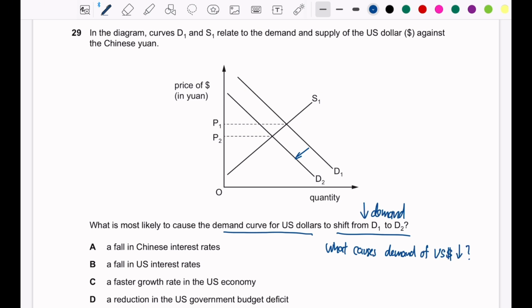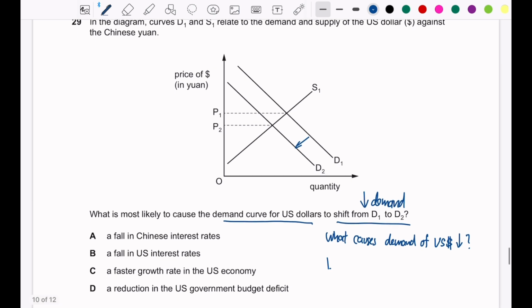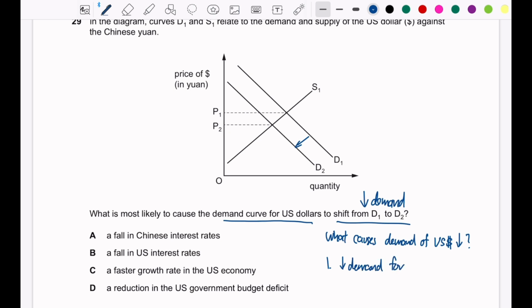Without looking at the answer, I will first recall what causes it. The first one I can think of is a fall in demand for US exports, because foreigners need to buy USD in order to buy US products. If the demand for US goods falls, demand for USD also falls. So this is the first one.